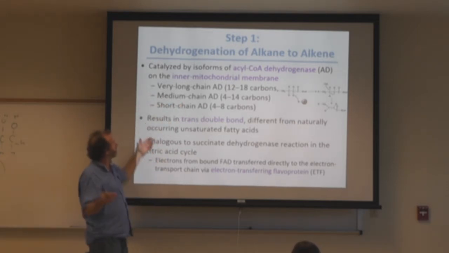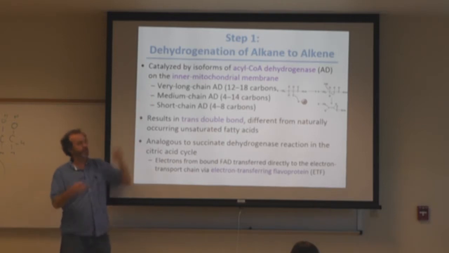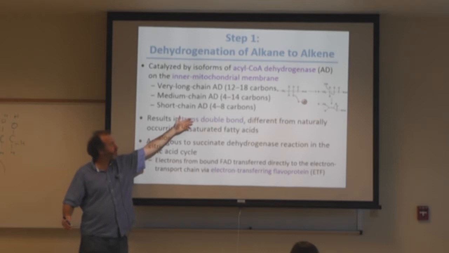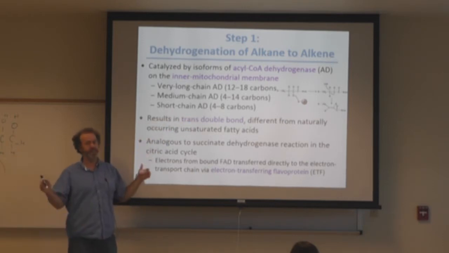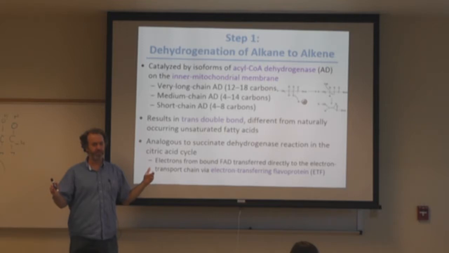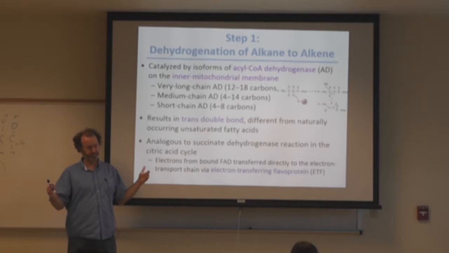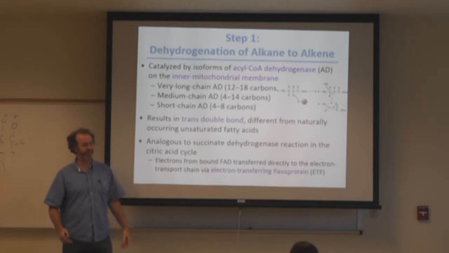So there's 3 different isoforms. One's for very long chain fatty acids, 12 to 18, medium chain fatty acids, 4 to 14, or short chain fatty acids, 4 to 8. Why don't we care about 2 or 3 length fatty acids? Well, because that's the end product of this whole thing, right?